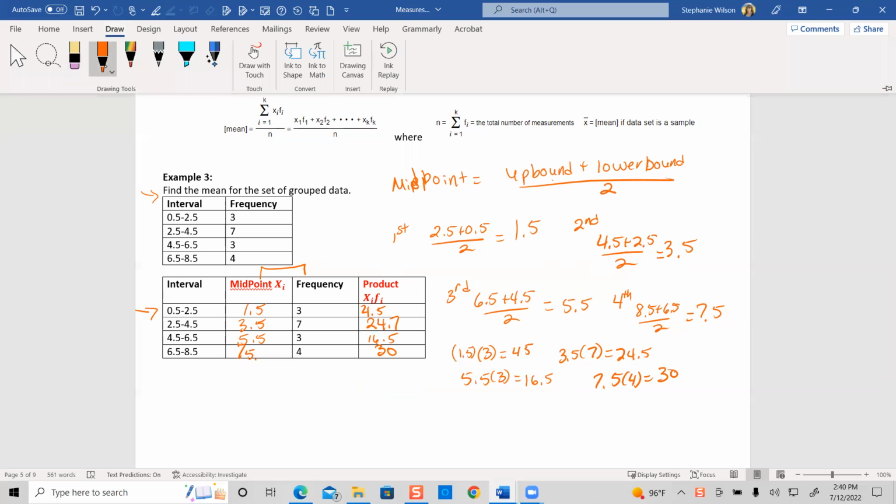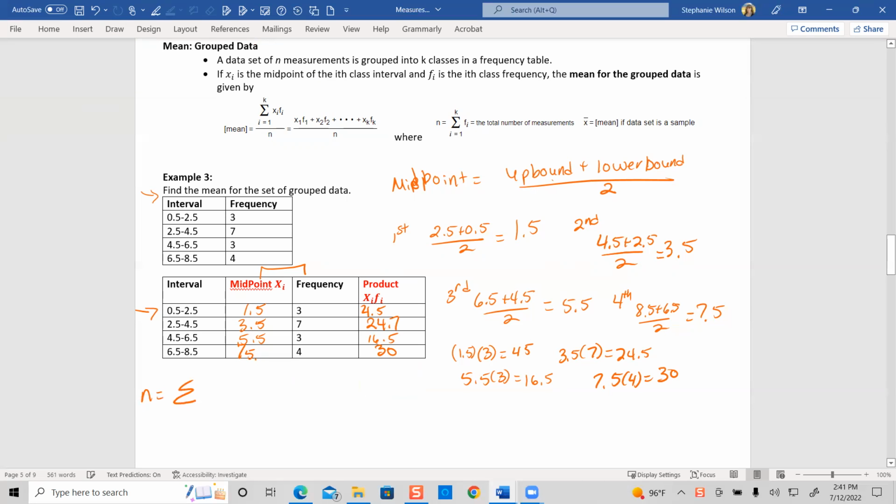So next we're going to find the total, because we've got to find the mean. In order to find the mean, I need to find the total frequency and the total product of it. So what I'm going to do is find n, which is the sum of, in this case, there's 4, so that's my upper bound, and i is equal to 1, of the frequency. So I'm going to take 3 plus 7 plus 3 plus 4, and that gives me 17. So that goes as the total for that column.